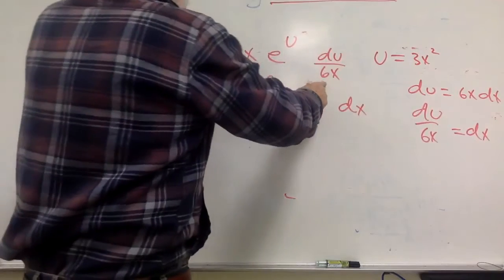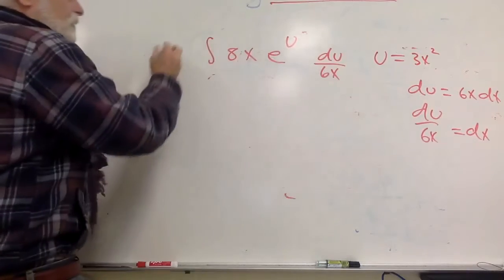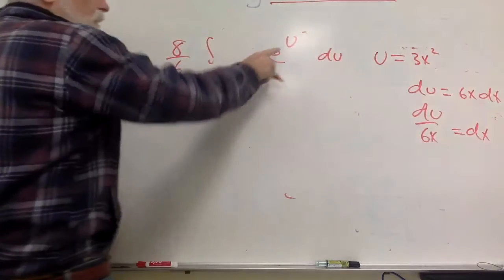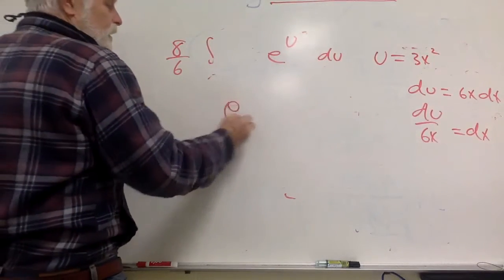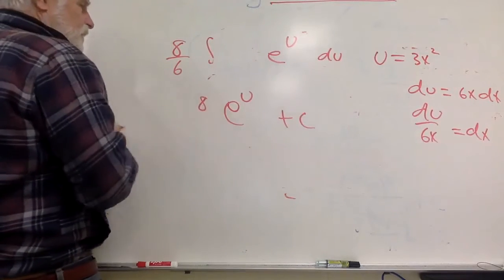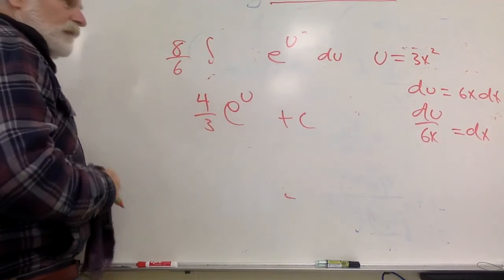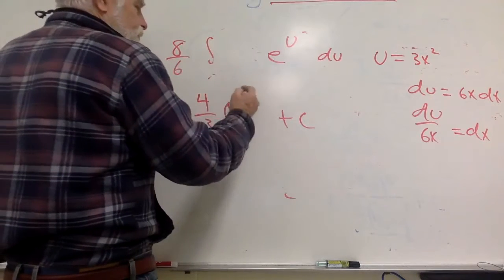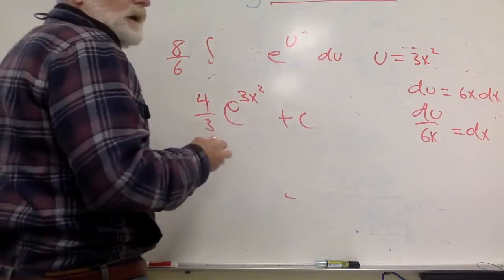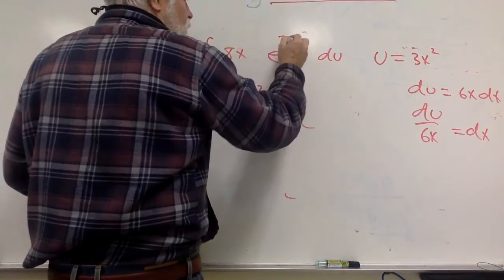Oh, looks like the x's cancel, and I can take an 8 over 6 out. What is the integral of e to the u du? E to the u plus c. What am I multiplying that by? 8/6, I'll call it 4/3. What is u in this case? 3x squared. And that was the original answer to 8x e to the 3x squared dx.